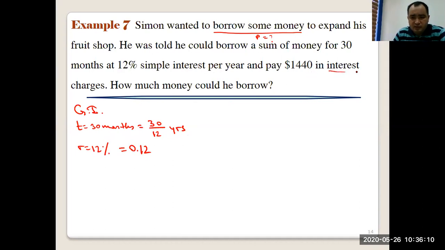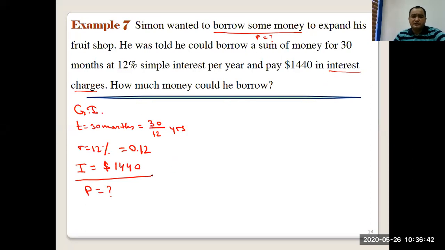This one is interest because you're borrowing some amount of money and using this for your business. After a certain period of time, you have to return it to the owner. Here, the owner is the bank. And also we need to pay some additional amount. That is interest, right? So here interest is also given. That is $1,440. The question is, how much money could he borrow? The question is, what was the principle, right? We need to find this principle. T is given, R is given, I is given, P is given.